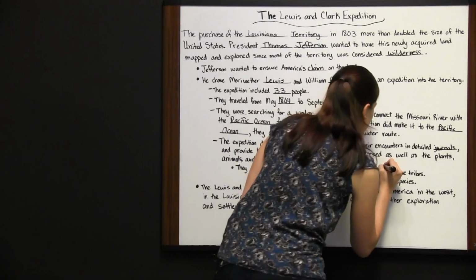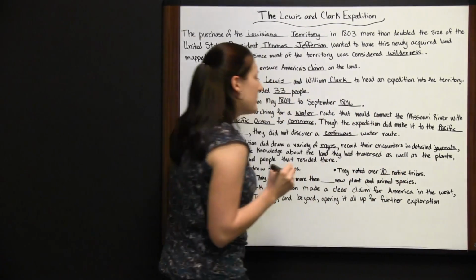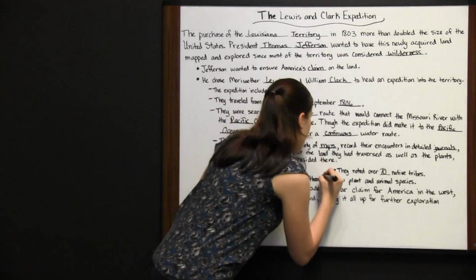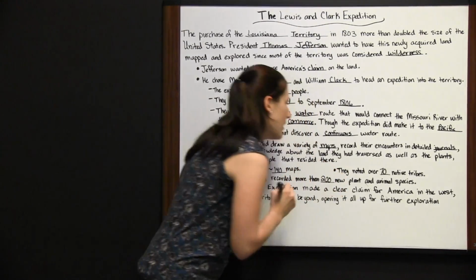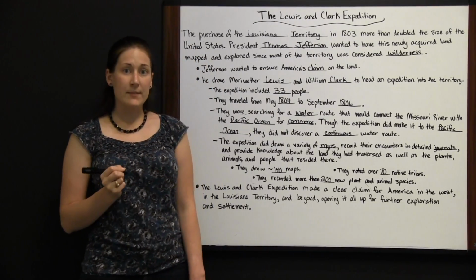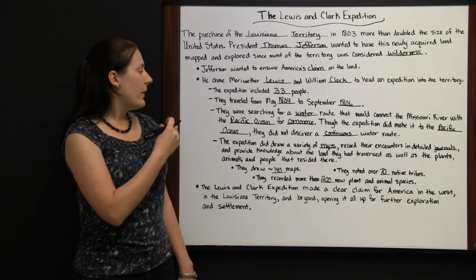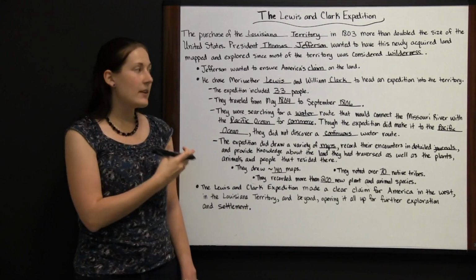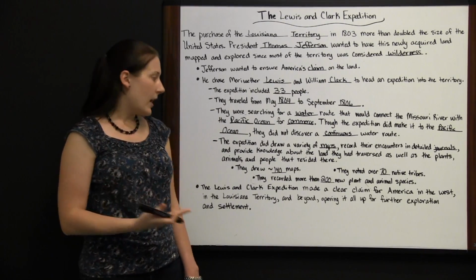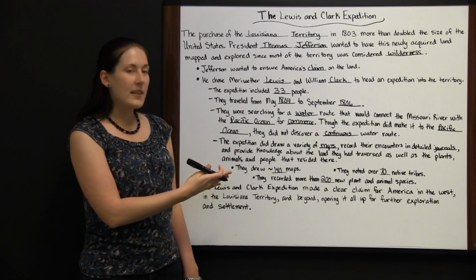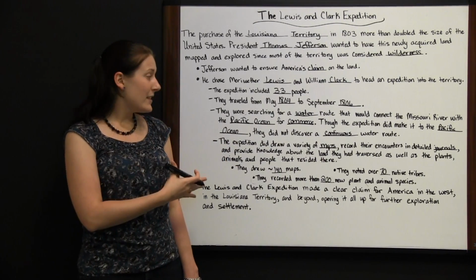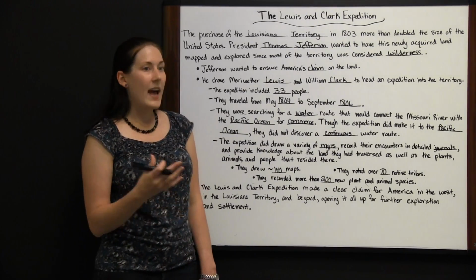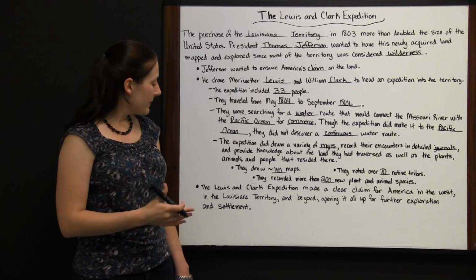They noted over 70 native tribes that were along their route, and they recorded more than 200 new plant and animal species. So, while they didn't do everything they set out to do with finding that continuous water route, they did accomplish a lot. They drew these maps, they noted over 70 native tribes, they discovered lots of new plants and animals that had not been found in America before.